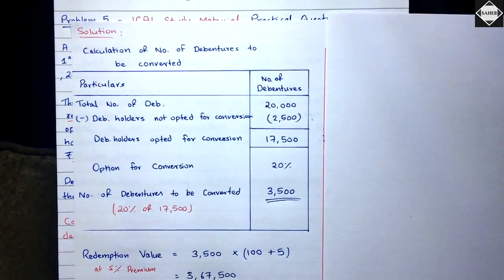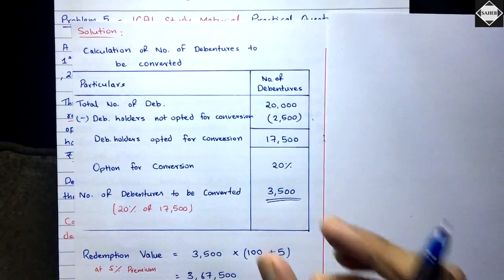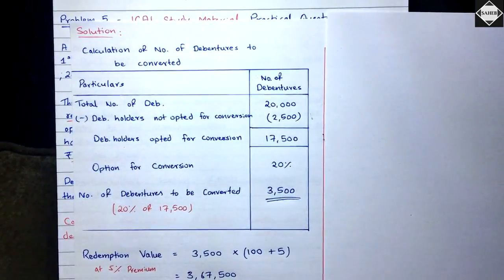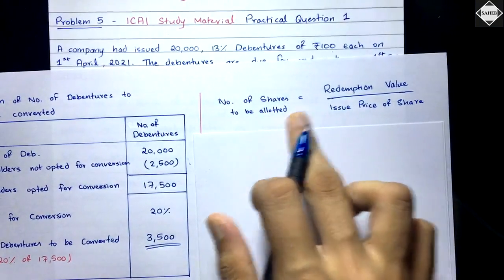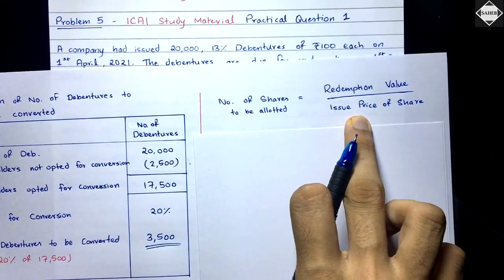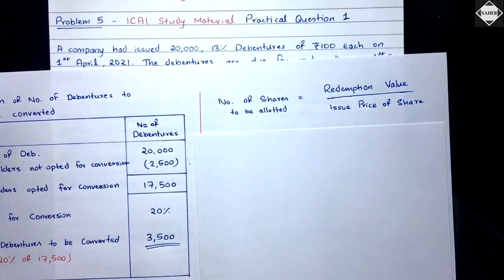Then what you have to do, once you have the number of debentures to be converted, is calculate the redemption value of that. Do you remember the formula? What used to be our formula? Number of shares to be allotted or issued is equal to redemption value divided by issue price of share. So first you have to calculate the redemption value, but the issue price will be given. It's given 15 rupees, right?